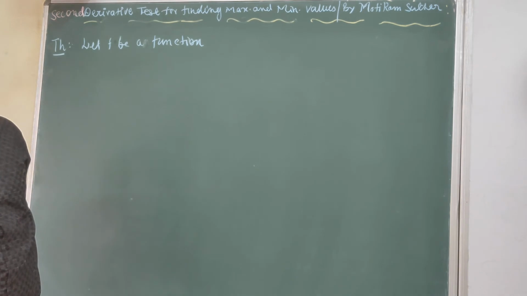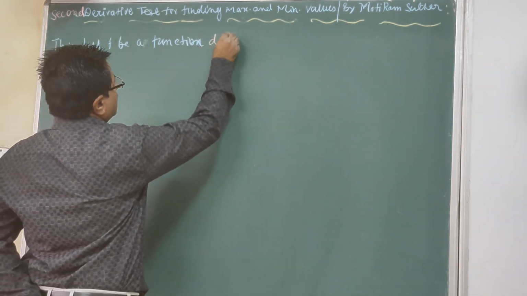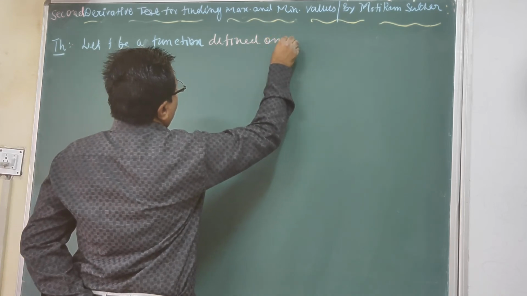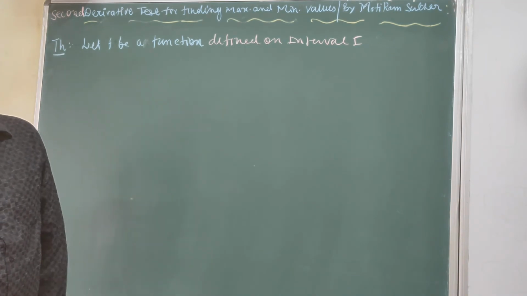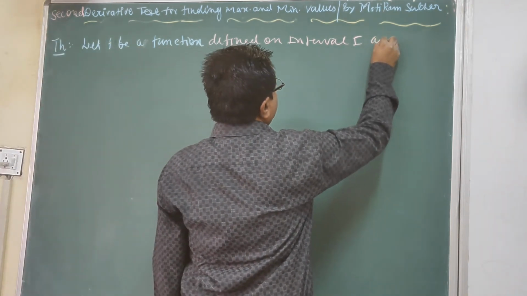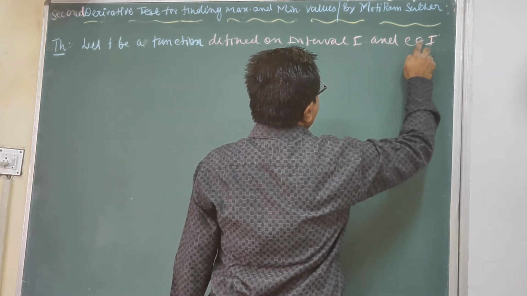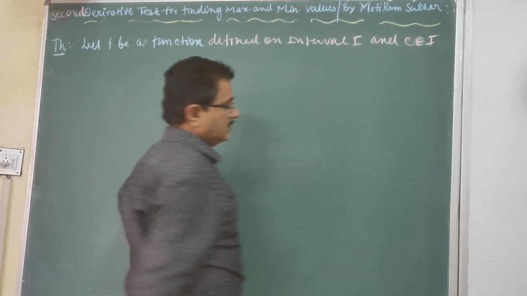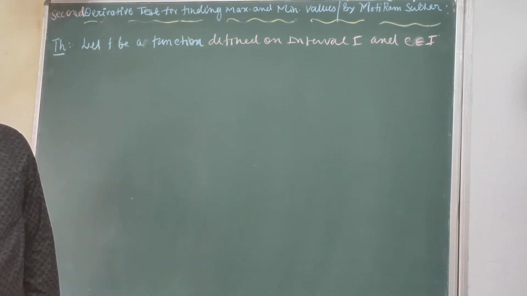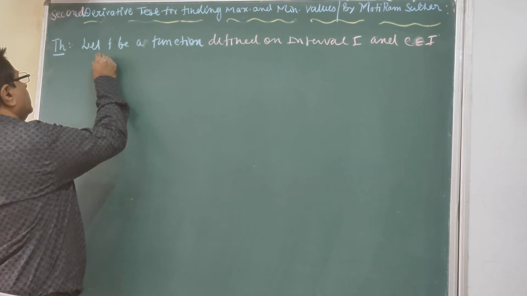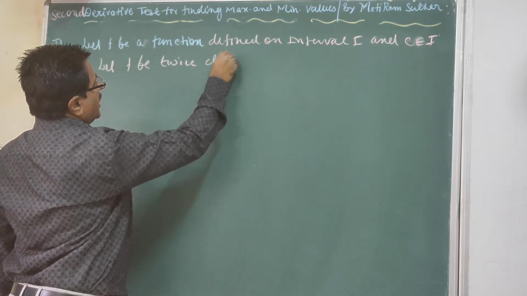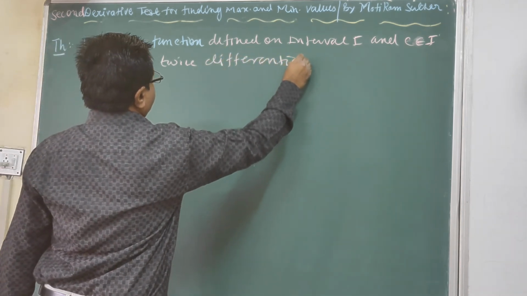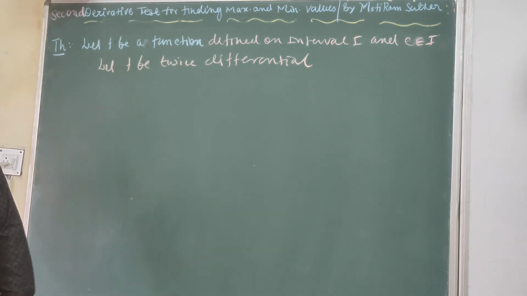We are given a function f defined on an interval I, and c belongs to the given interval I. Let f be twice differentiable. We have to differentiate two times.